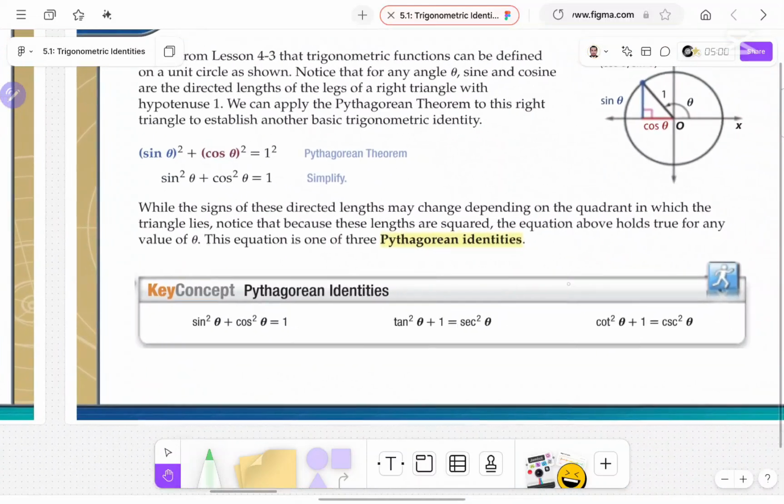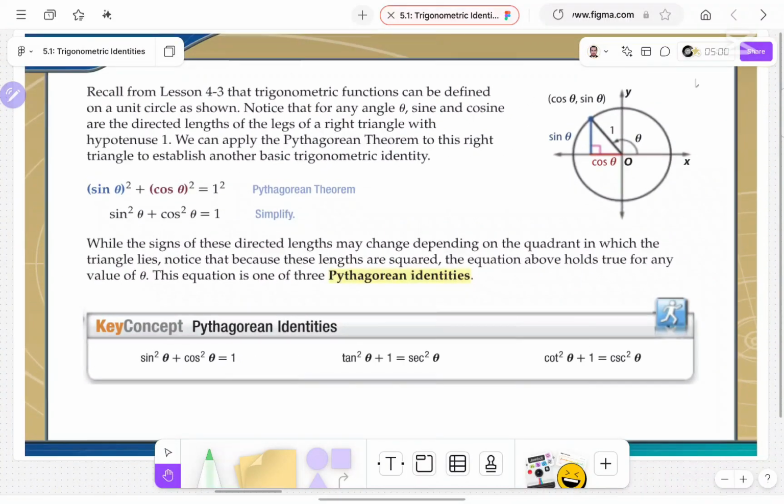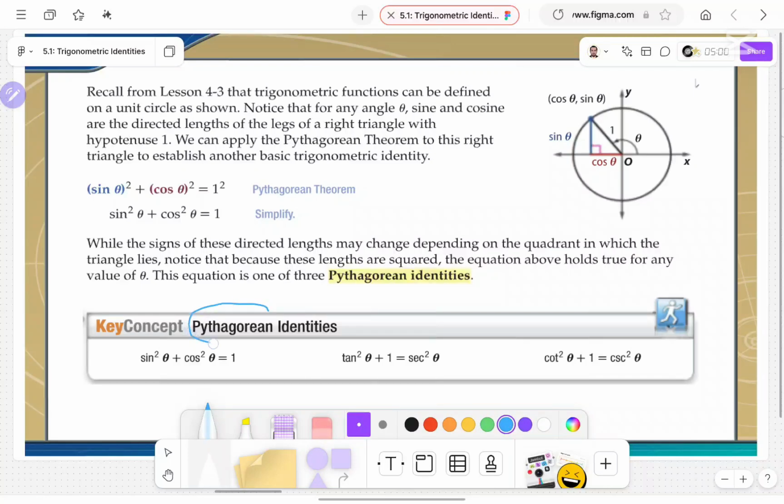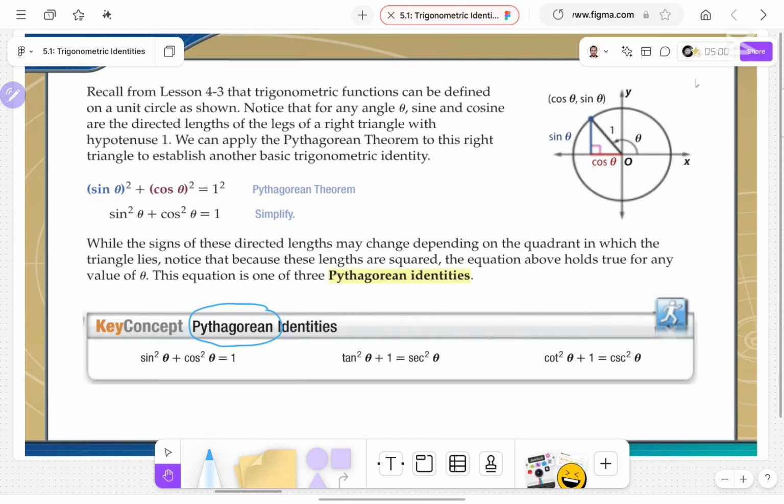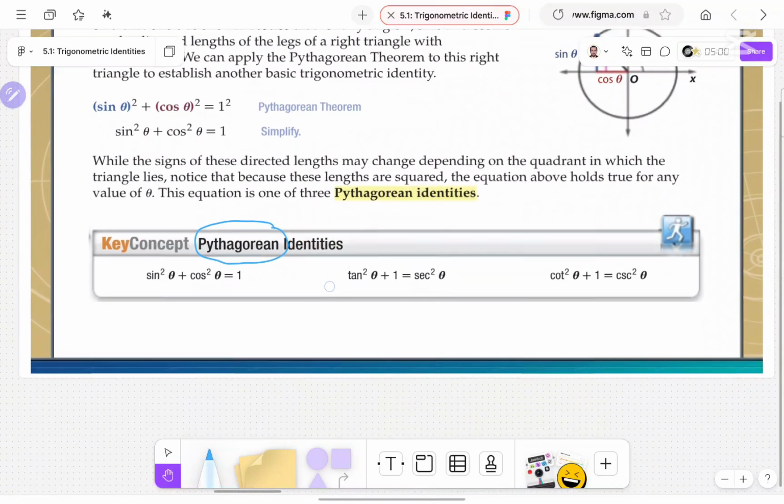Okay, now let's go to the second part here. The Pythagorean identity. After we finish from reciprocal and quotient identity, now we have the Pythagorean identity. And as you can see the Pythagorean identity, let me just explain to you how they get the Pythagorean identity. Now, let's do it here.